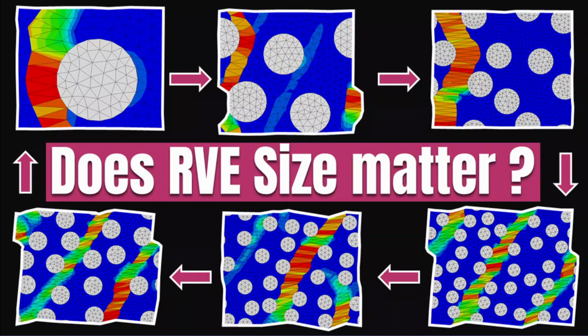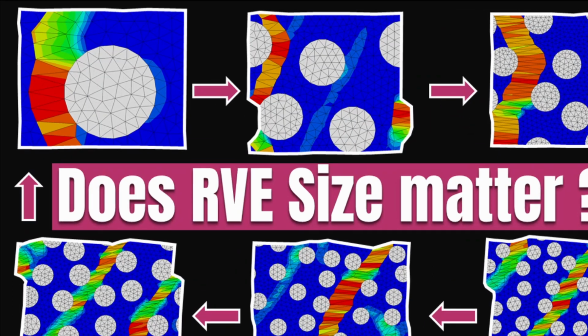Hello, today we're going to look at this topic: does the representative volume element size matter when you're trying to do a microscale simulation involving a unidirectional composite? This is what we're going to be looking at in this video.